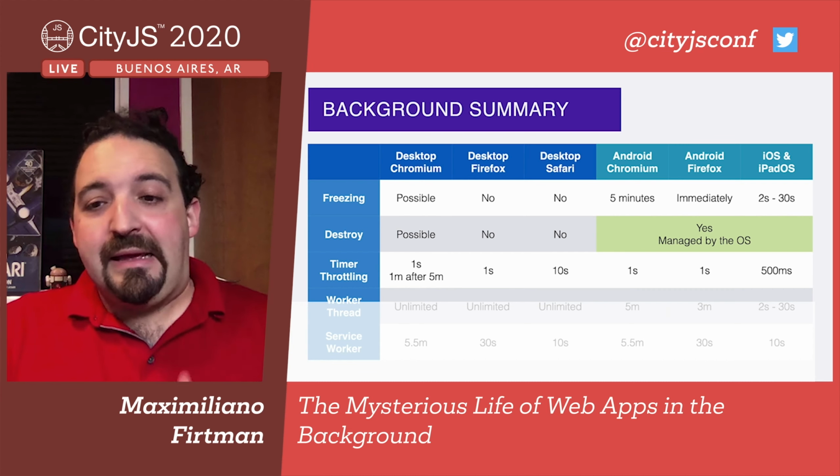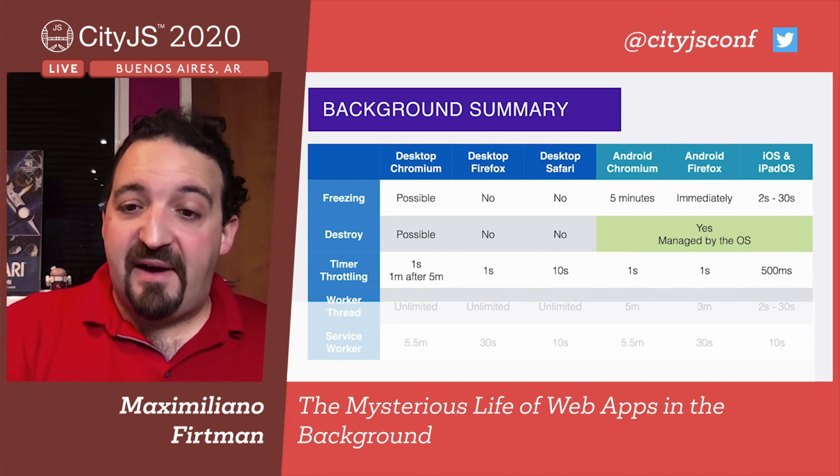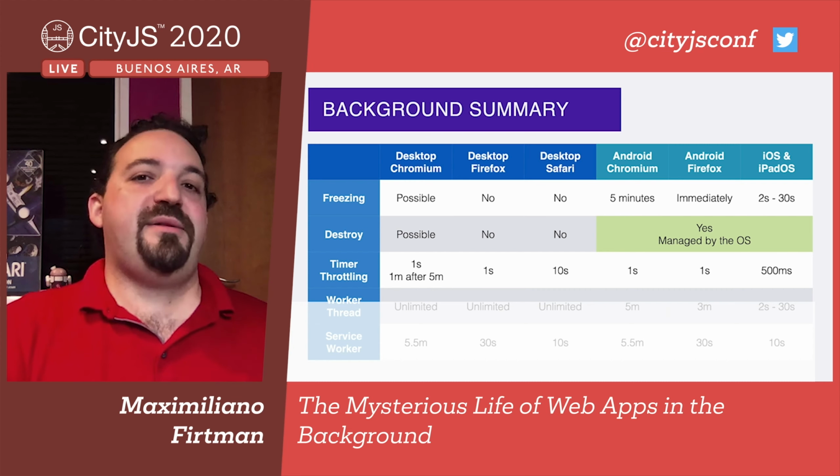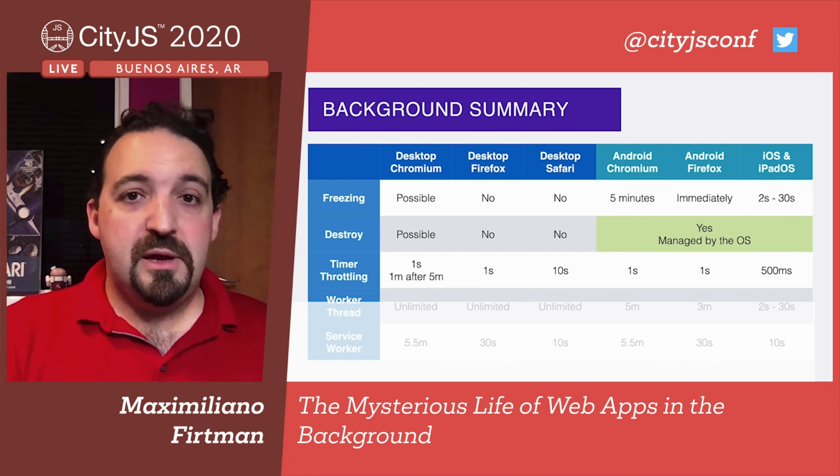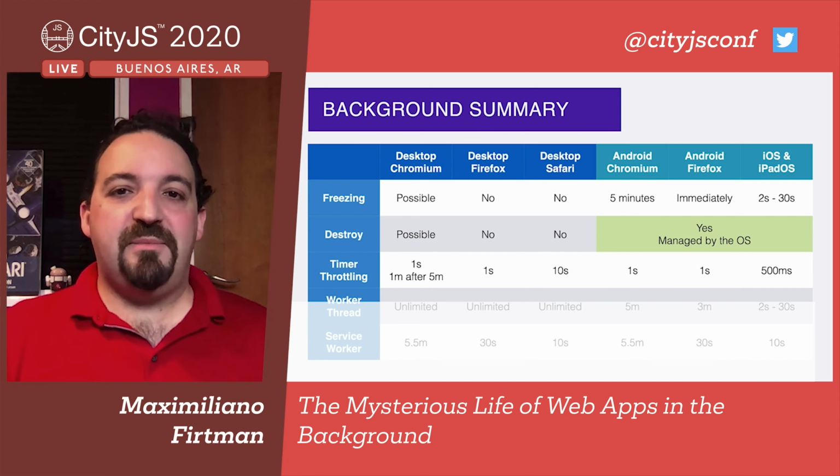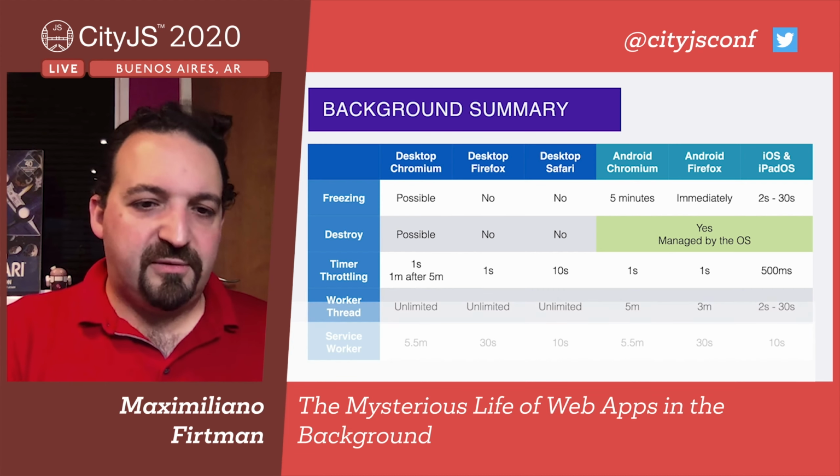And on mobile, it's 1 second on Chrome and Firefox, and half a second on iOS and iPadOS. So in the background, your timers will actually be fired every 500 milliseconds.